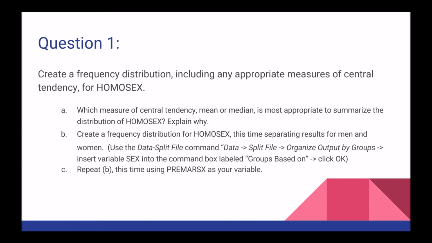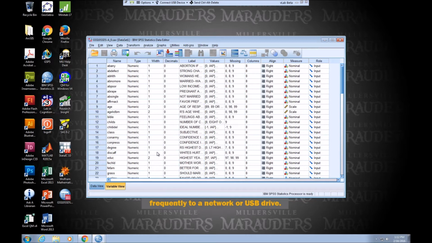So we're going to have to use the Data, Split File command: Data, Split File, organize output by groups, insert the variable sex into the box labeled groups based on, and then click OK. And I'm going to show you how to do that in this video. And then in C, we're going to repeat B, but this time we're going to use premarital sex as your variable. So the data set for this exercise is going to be the GSS10 SSDS data set that you have.